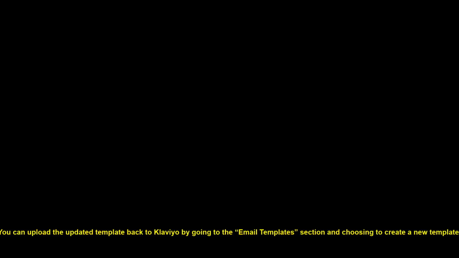You can upload the updated template back to Klaviyo by going to the Email Templates section and choosing to create a new template. Select Code Your Own and then click on Import Code. Paste the modified HTML code from your editor into the provided space. Finally, click Preview to check your changes and create template to finalize the process. Your tailored email template is now set up in Klaviyo, ready to enhance your email marketing efforts.